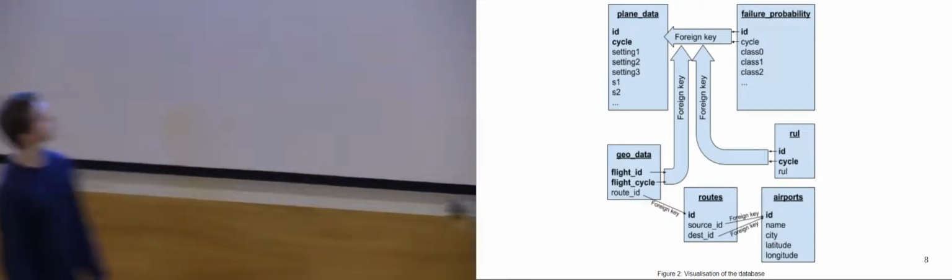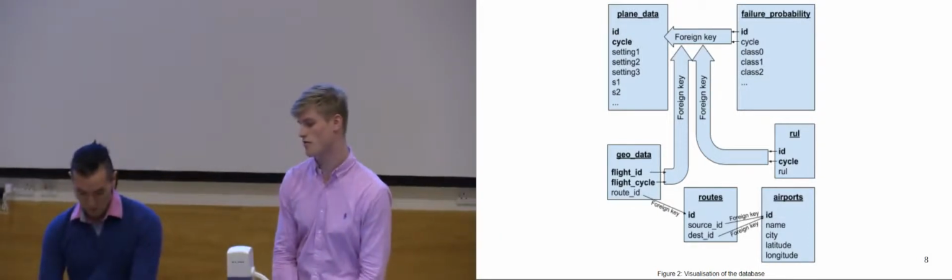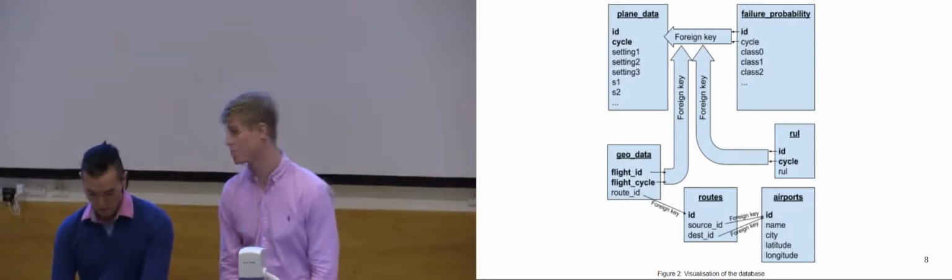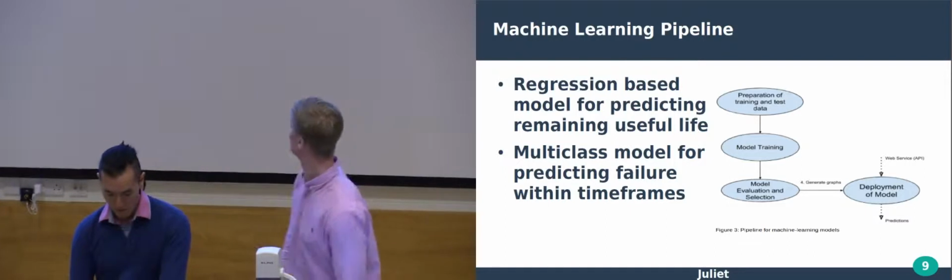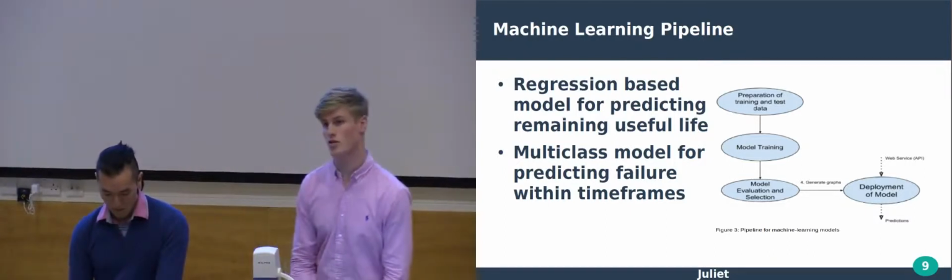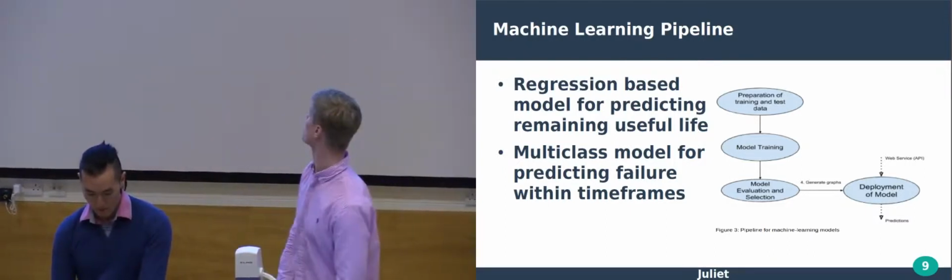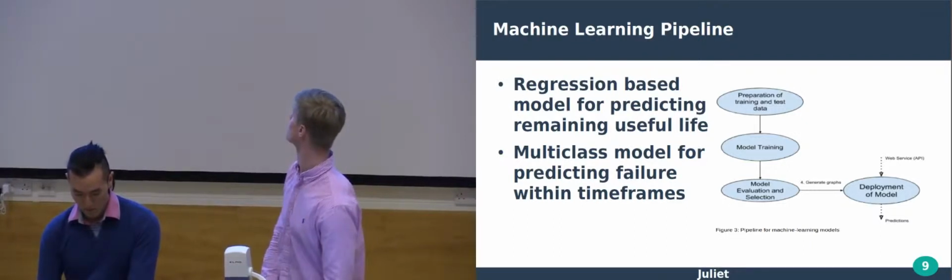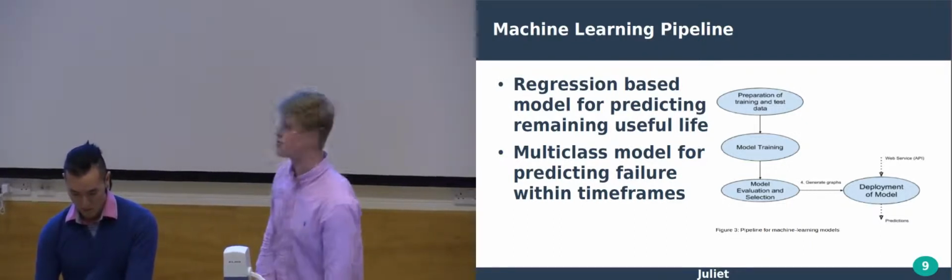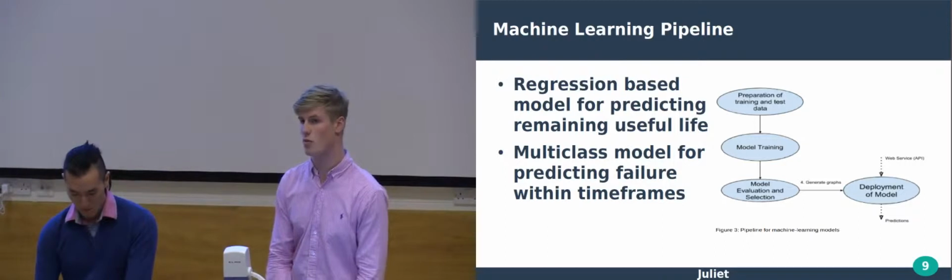Okay, so we've used two main types of model to produce predictions. The first of which is a regression-based model, which produces a graph like this. What this does is show, for each cycle, how many more cycles we would predict until maintenance should be scheduled. So this is useful to see a certain period of time that is more or less damaging to the aircraft's health.